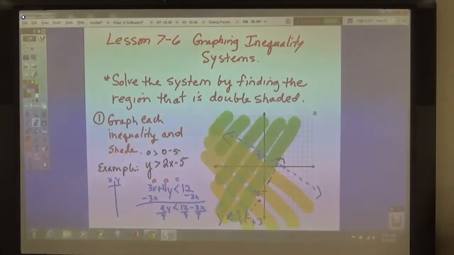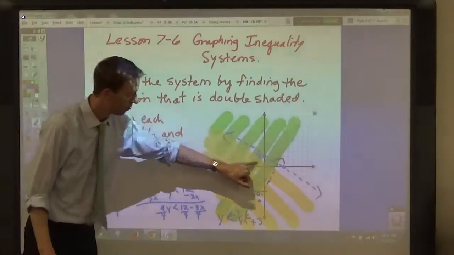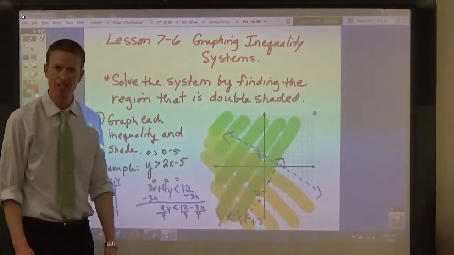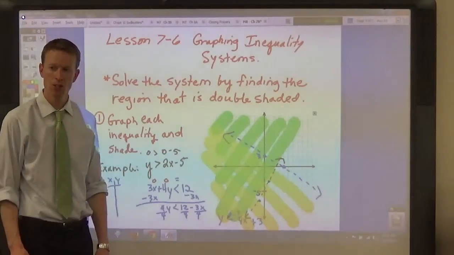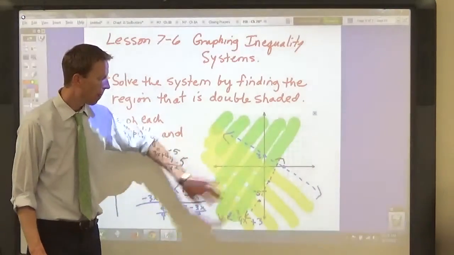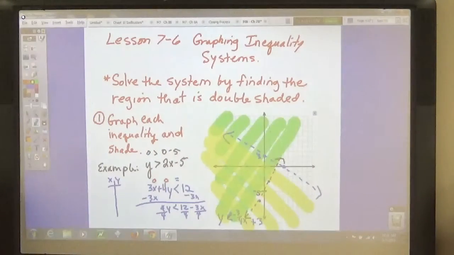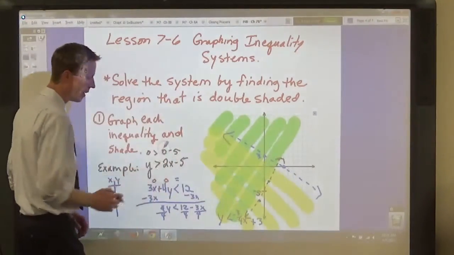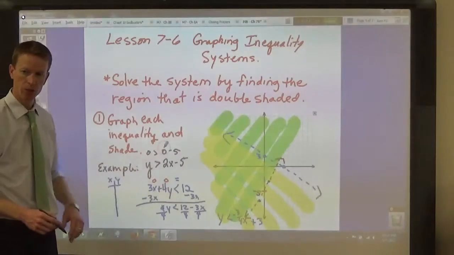And which area is double shaded? This slice of the pie is the answer. That's the solution to the system. How do you tell what that is though? Like how do you give an answer? You could check it, okay? You could pick any point in this area and it would work. It would make both of these inequalities true.